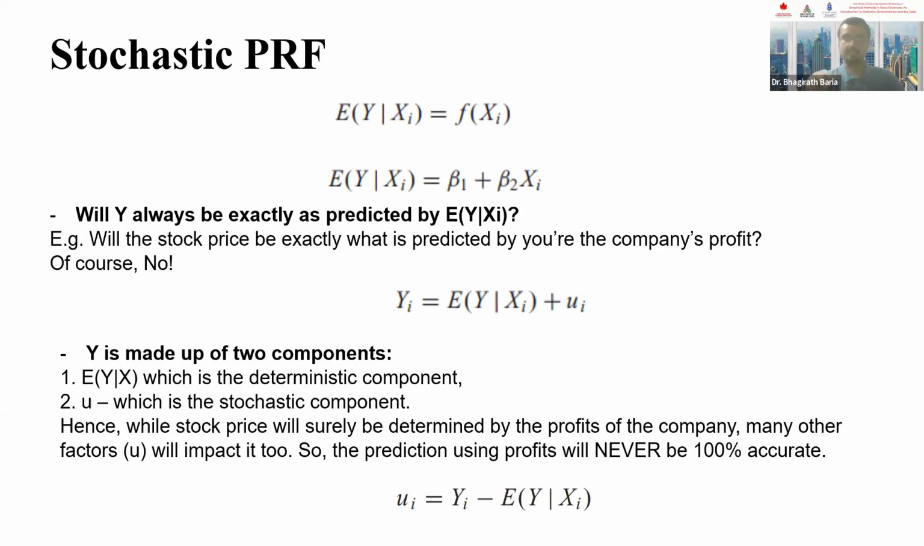Of course not. There will be a lot of other stuff going on which you don't know about, even in your population. So for example, corporate tax will have an effect on corporate profit, but a lot of other stuff can have an effect on corporate profit. So we introduce the disturbance term, the U term. That is why we introduce the U term.